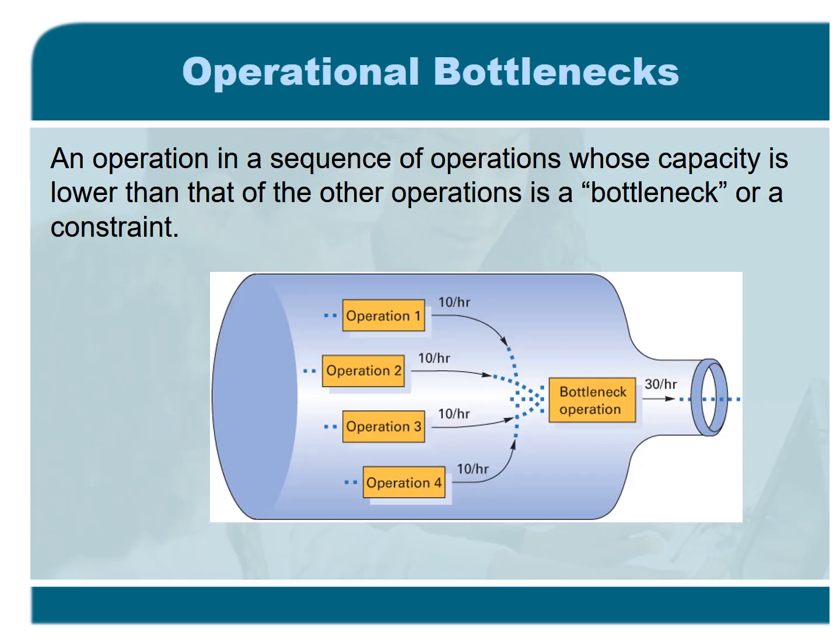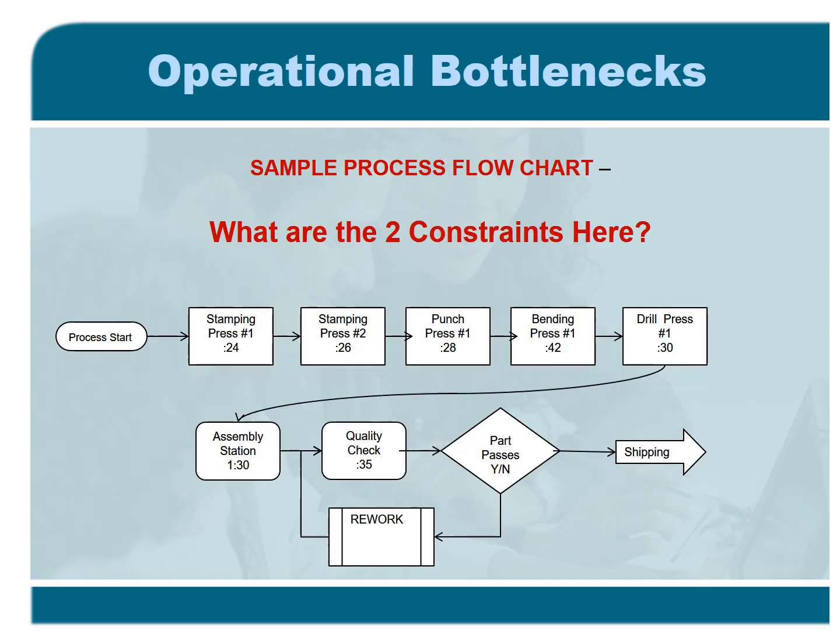Operation bottlenecks: in a sequence of operations, an operation whose capacity is lower than that of the other operations is a bottleneck or a constraint. Taking a look at this process flow chart, what do you think the two constraints are here? I'm going to give that to you for a moment to study. Pause if you need to. Taking a look at the steps, you'll see that there are two steps that take longer than the average of all the other steps. And so these two are the constraints.